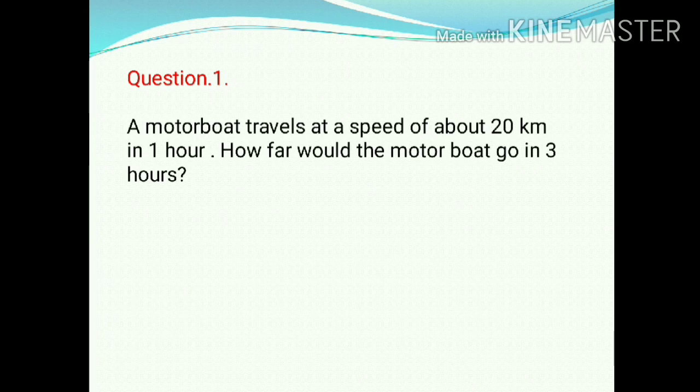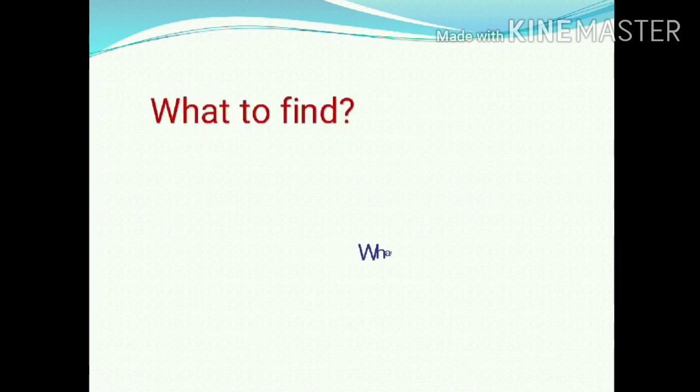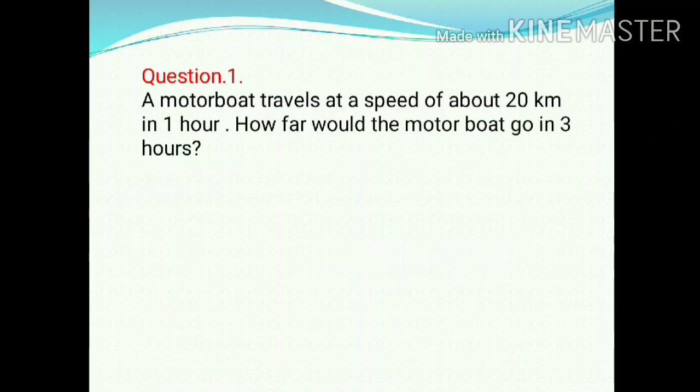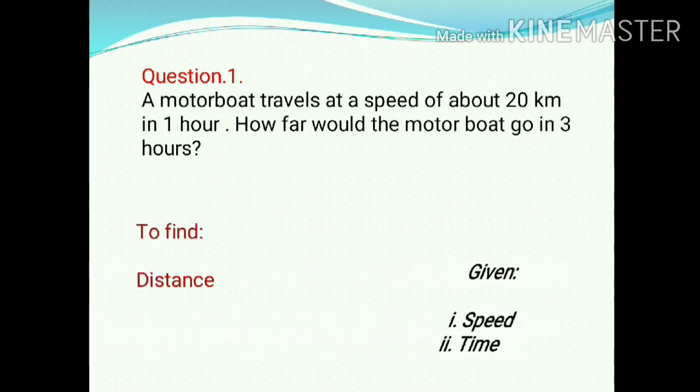Students, remember, first try to find what is your aim, what we have to find out and what other information has been given in the question. So after reading the question, what to find and what is given, you have to write it down. So if you read, then you will easily find that it has been talked about its speed, which is 20 km per hour, and how far means what is the distance it will cover in 3 hours. So we have to find distance and speed and time are given.